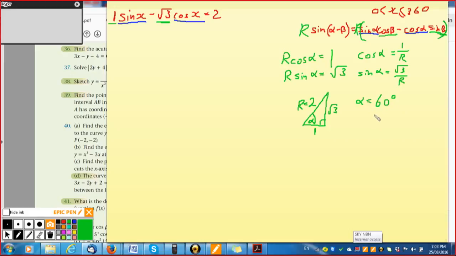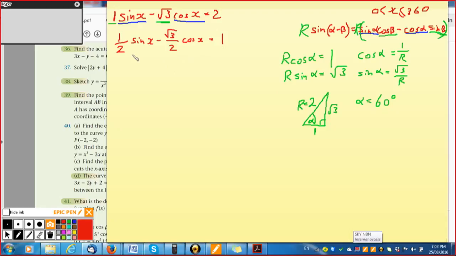So here's what you've got. R is equal to 2. So let's divide everything by 2. What you'll end up with is 1 on 2 sine x minus root 3 on 2 cos x equals 1. Does that make sense? Yeah.